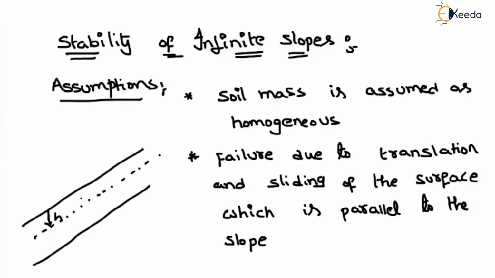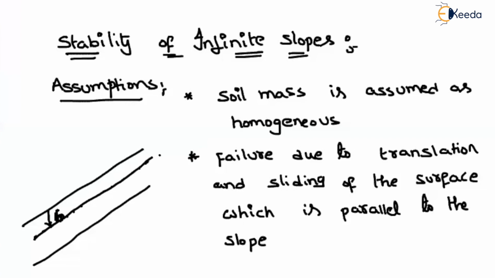That means if you are assuming that your soil mass is going to fail at a depth h, whatever the soil above the depth h, that will simply slide over the slope surface. So by assuming these two assumptions, now we will proceed to the derivation.